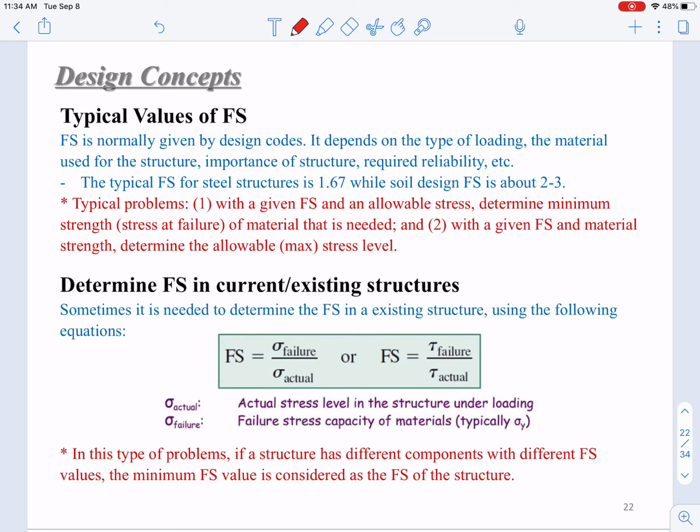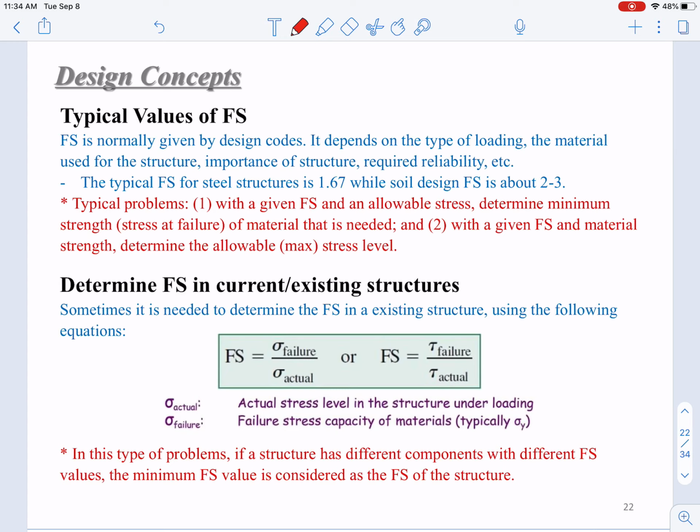The typical values of factor of safety depend on the type of loading and the material used in the structural design, and also the importance of the structure. Will the owner want to invest more money to make the structure safe, etc.? It depends on a lot of factors.